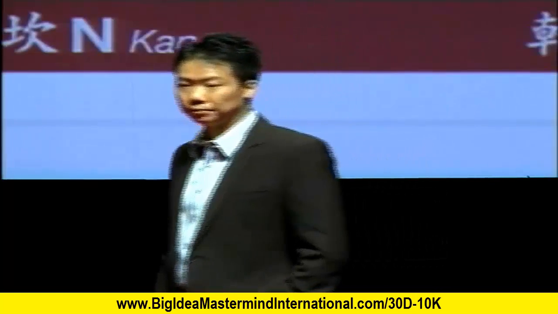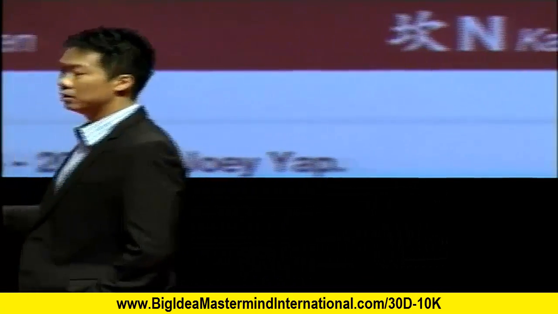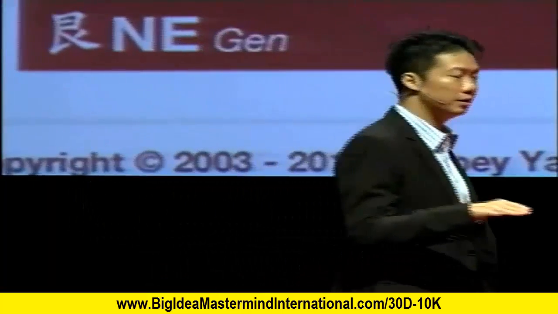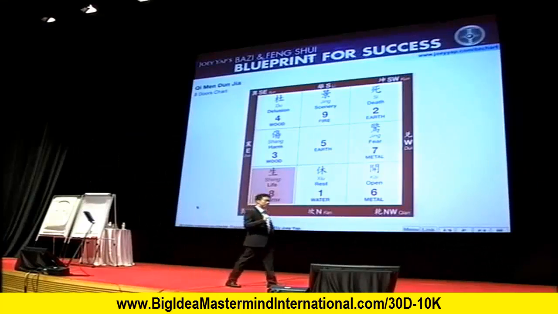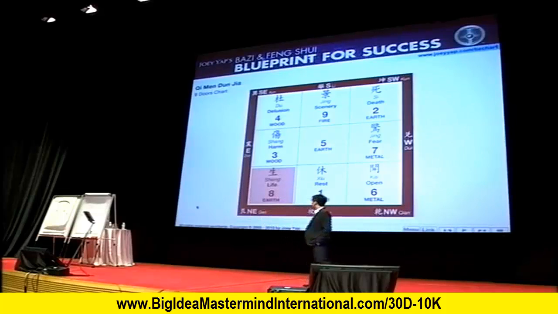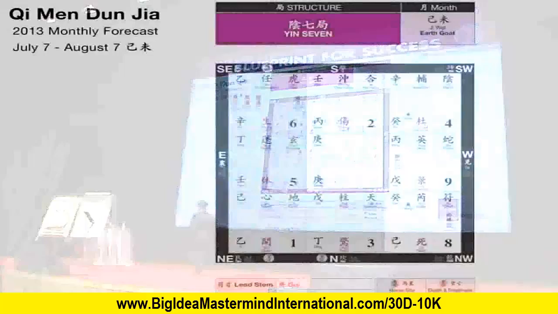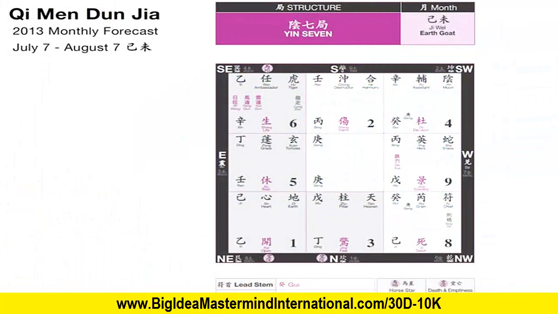You look at the charts now. This is your sample chart. Keep this screen, okay? You look at your monthly charts. Can you see your monthly charts? Now, this is a monthly chart. This is the month of July 7 to August 7. That means right now. Right now, where is the door of life? Southeast sector. Can you see? Easy or not? Easy, yeah? Very, very easy.